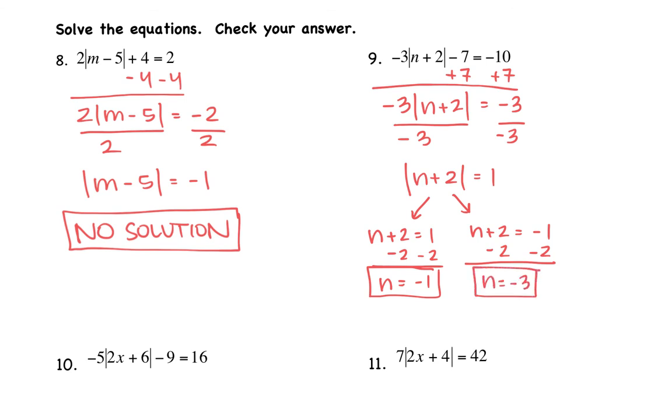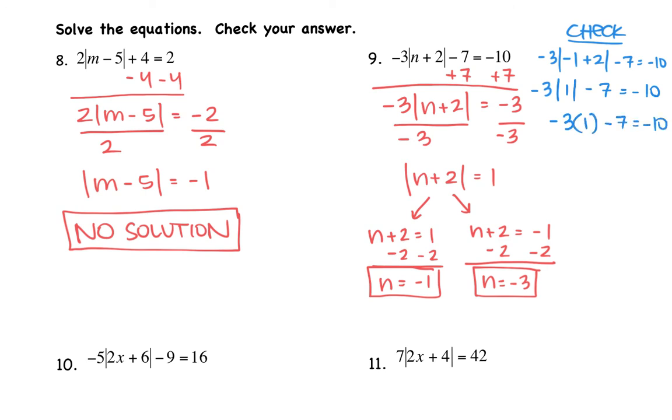So again, don't jump to the conclusion too quickly that something has no solution, because you can only determine if it's no solution or not once the absolute value bars are by themselves. So this one did have 2 solutions, so I can check it. I've got -1 plus 2 that I'm going to plug in first. Again, I do the absolute value bars first. So that gives me 1. And then the absolute value of 1 is 1. So then -3 times 1 is -3, minus 7 is -10. So that one worked out.